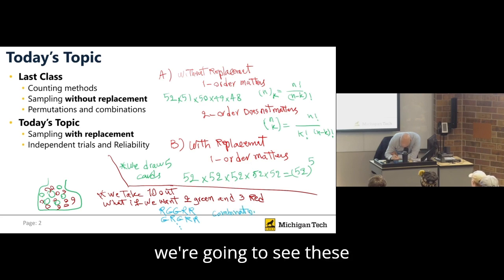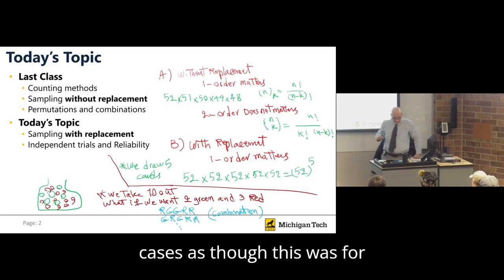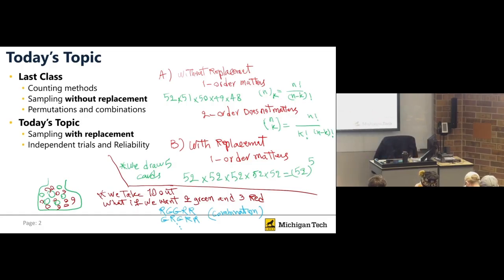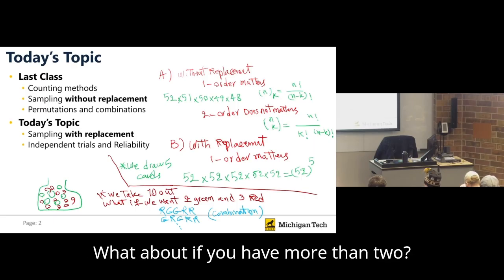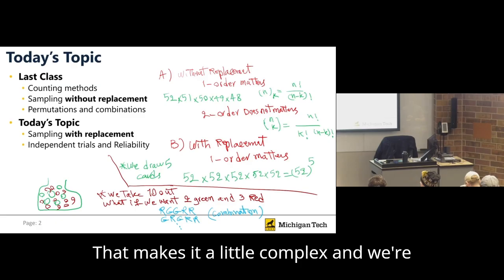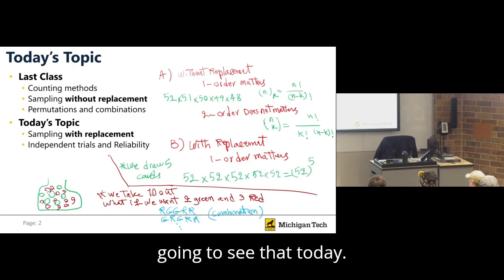So we're going to see these cases as well. This was for 2 outcomes when it was just red and green. What about if we have more than 2? That makes it a little complex, and we're going to see that today.